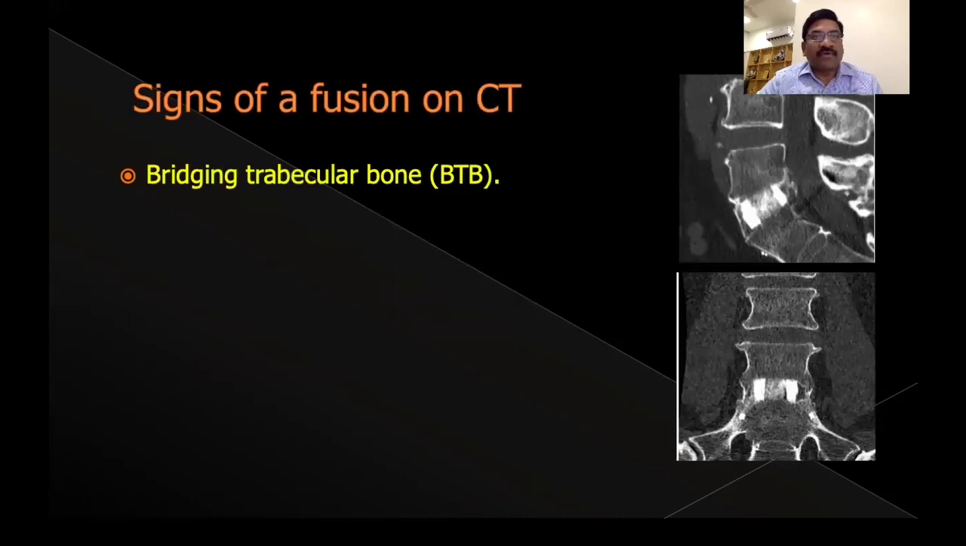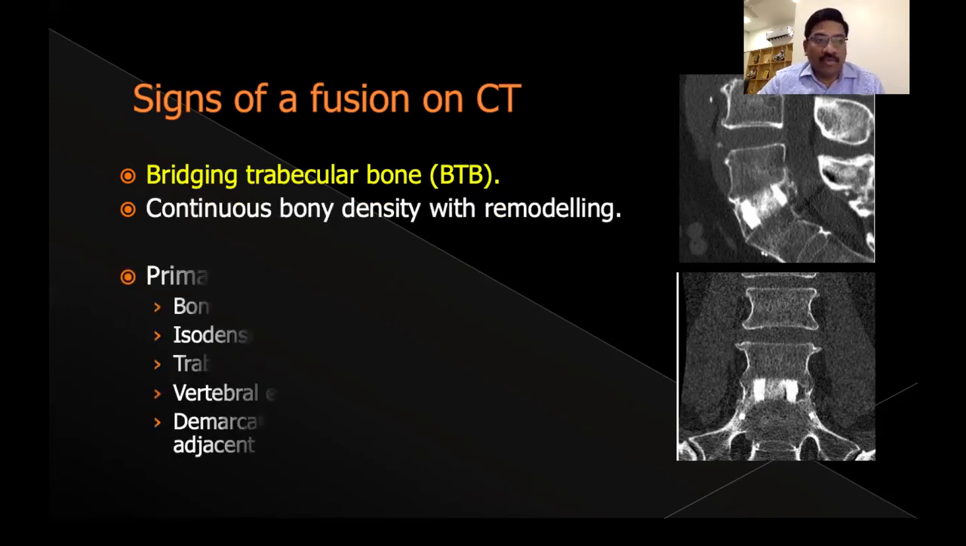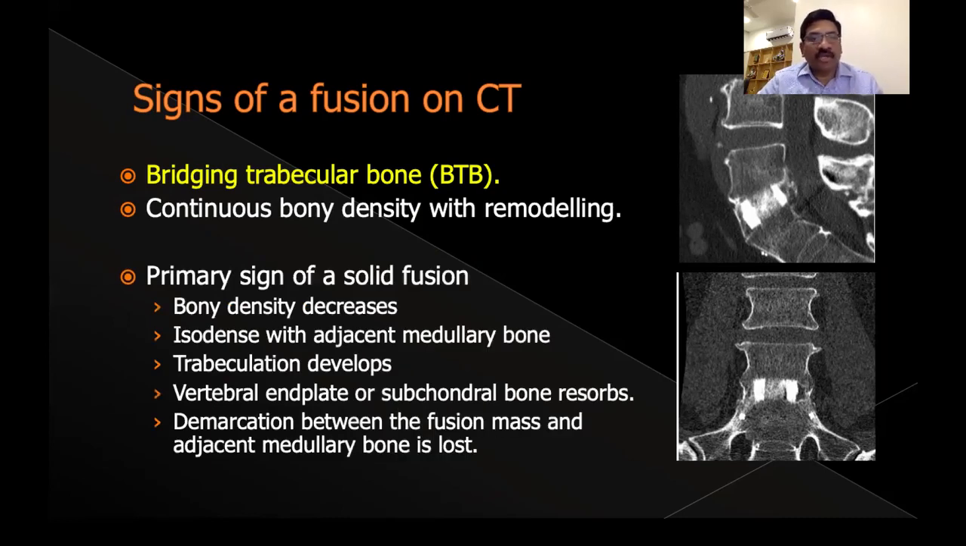The signs of fusion are very important to know. The most important sign is bridging trabecular bone, which is popularly known as BTB. BTB is a continuous bone density with remodeling. So it starts in phases. Initially, the bone density decreases and it becomes isodense with adjacent medullary bone, and then trabecular bone develops, vertebral end plates and subchondral bone dissolve, and the demarcation between the fusion mass and the adjacent medullary bone gets lost.